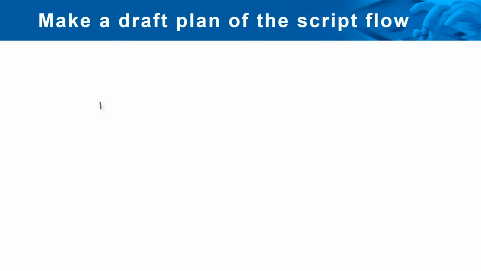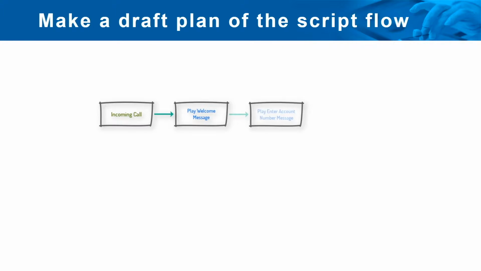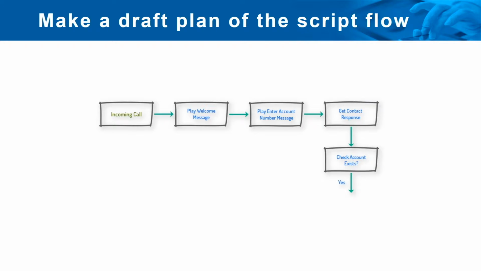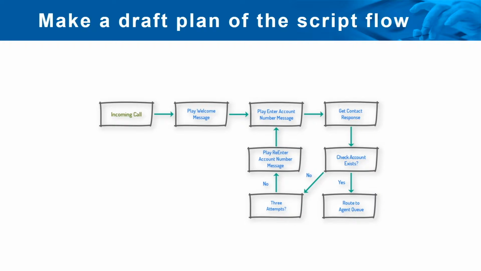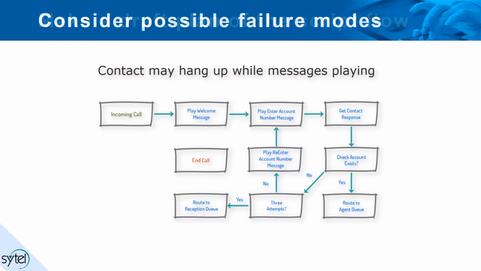It is often very helpful, particularly with more complex scripts, to draw out the script flow graphically, adding in any steps not covered in the written plan. This also makes it easier to spot any potential failure mechanisms and work out how to handle them in the design. The example here adds the paths required to end the call if the contact hangs up while we are playing the various messages.